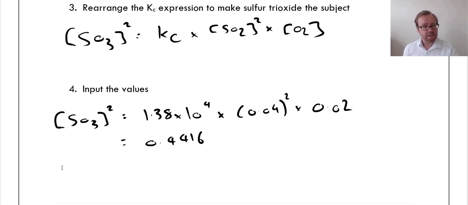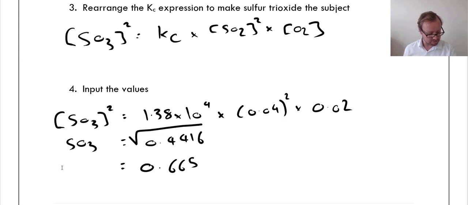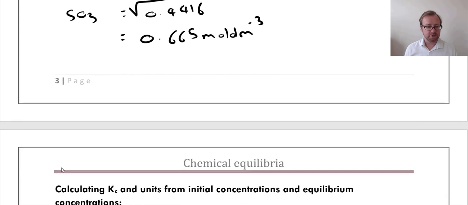0.4416. So if I want to work out my concentration of SO3, it's squared here, so I need to square root it, which gives me an overall value of 0.665 mole dm minus 3. Okay, hope you followed that, and we will carry on to do another calculation.